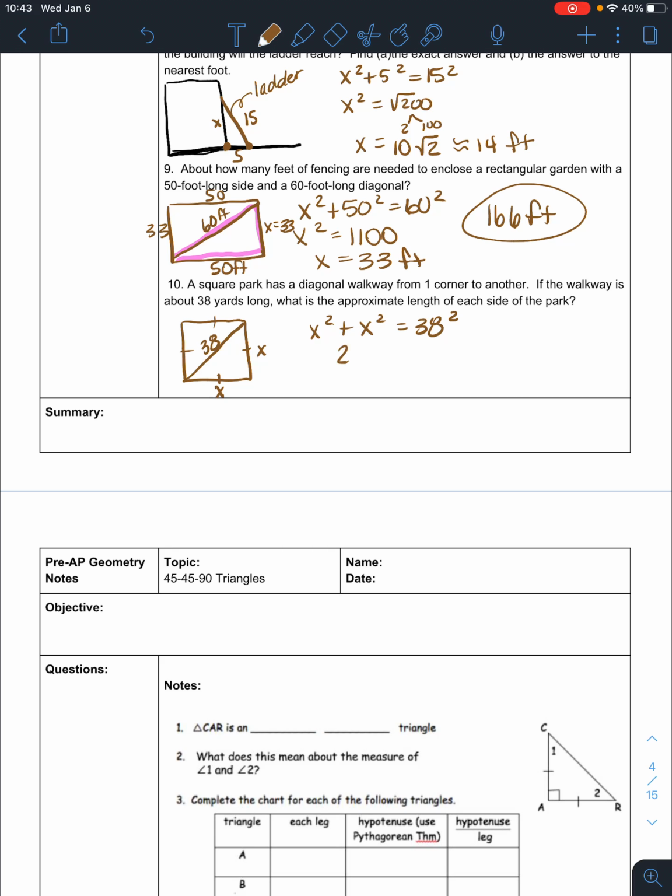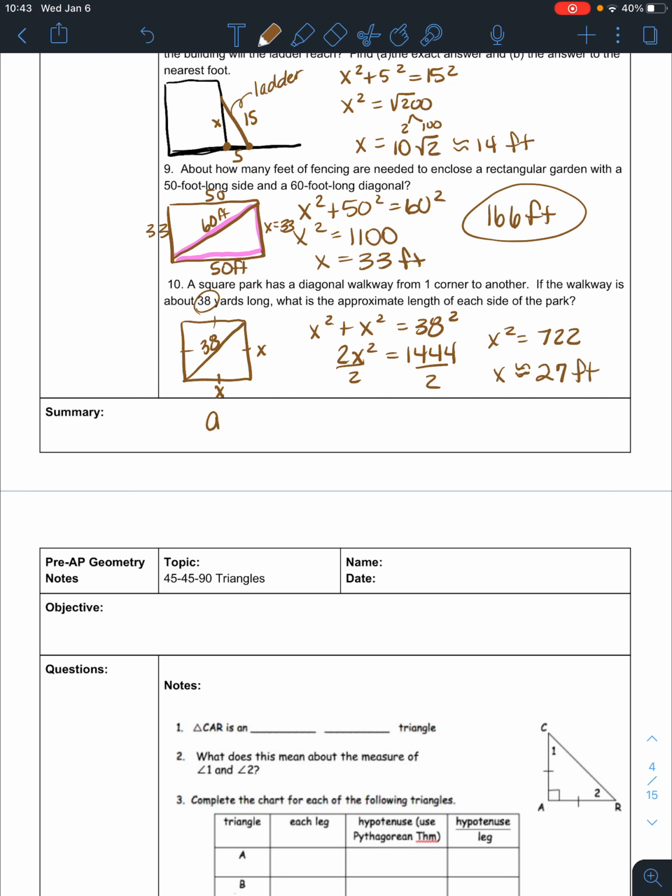So 1x squared plus 1x squared is 2x squared. And 38 squared is 1444. I need to solve for x squared, so I'm going to divide both sides by 2. I get x squared is equal to 722. And then I need to take the square root of that. And I get 26.87. It says the approximate length, so x is equal to approximately 27 feet. To match up with the way that the other numbers are, we'll just round to the nearest whole number.